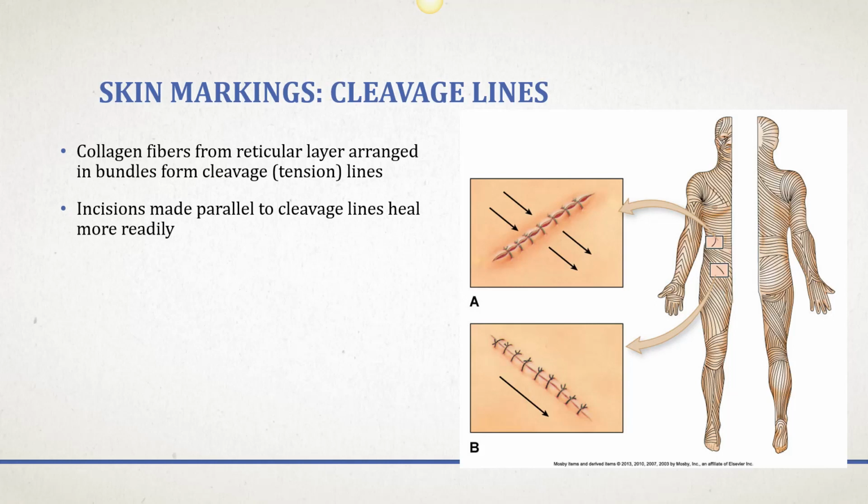Incisions made parallel to cleavage lines heal more readily. So if you cut along a cleavage line, the stitches will hold a little bit better. If you cut across the cleavage lines, the stitches are going to be bulging out and the skin's not going to heal as well. So surgeons keep this in mind when they're making incisions through the skin so that they can cut appropriately to help with the healing after surgery.